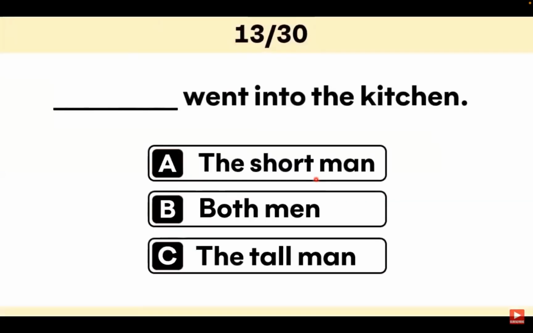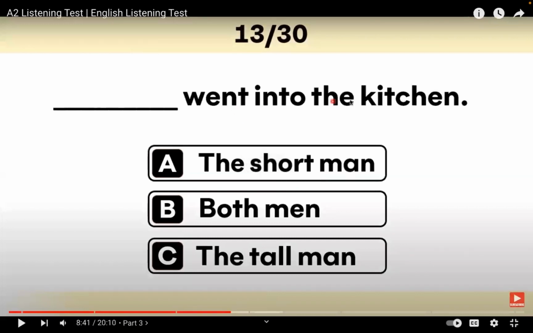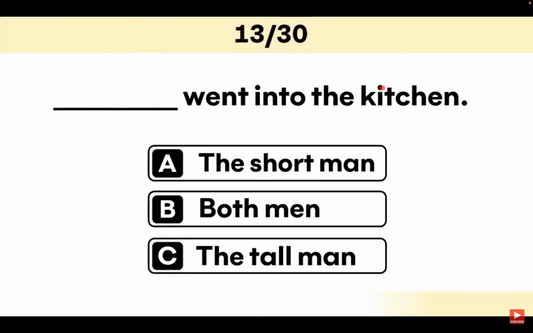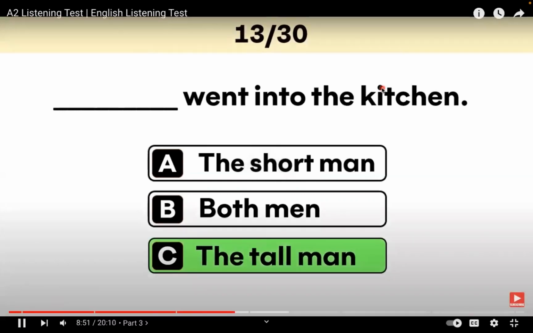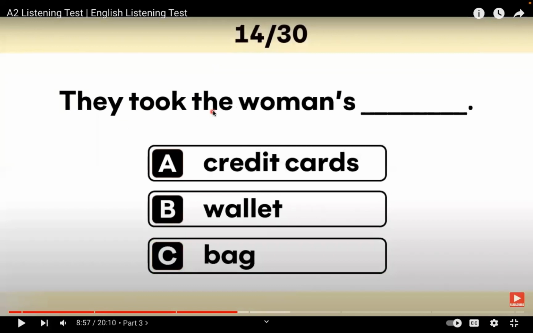13. The short man went into the kitchen. Both men went to the kitchen, or the tall man went to the kitchen. Which one is correct? Tall man. Number 14. They took the woman's credit card, wallet, or bag. Which one? Credit cards, wallet, bag. C, her bag. Tamam, let's have a look.